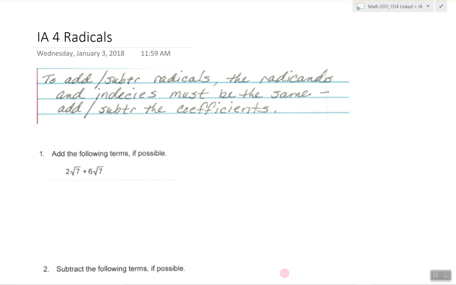In lesson IA4, a continuation of the study of radicals, we're going to add and subtract radicals. To add and subtract radicals, the radicands, that's the number on the inside, and the indices, which is plural for index, that's the little number like a little 2 that is in the crook of the radical, must be the same. You will then add or subtract the coefficients. And that's literally all we have to say.